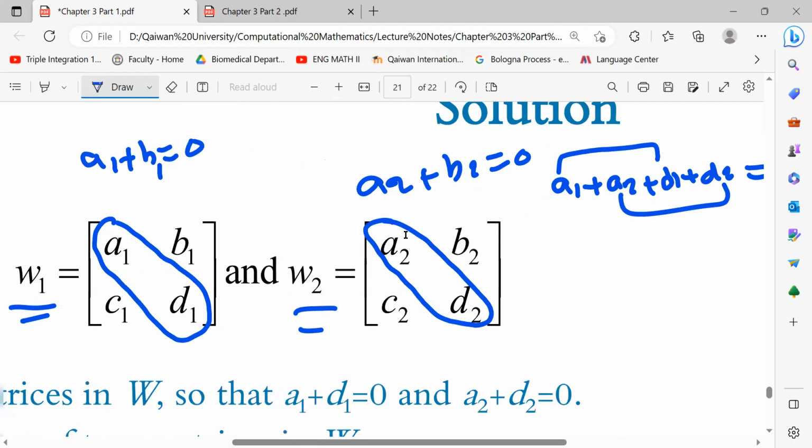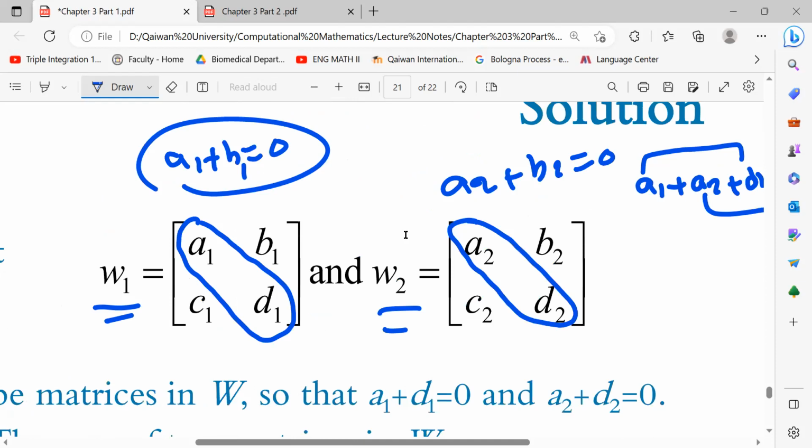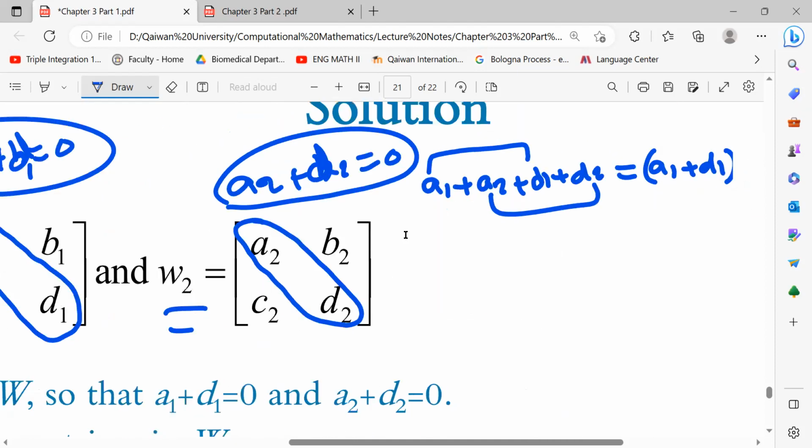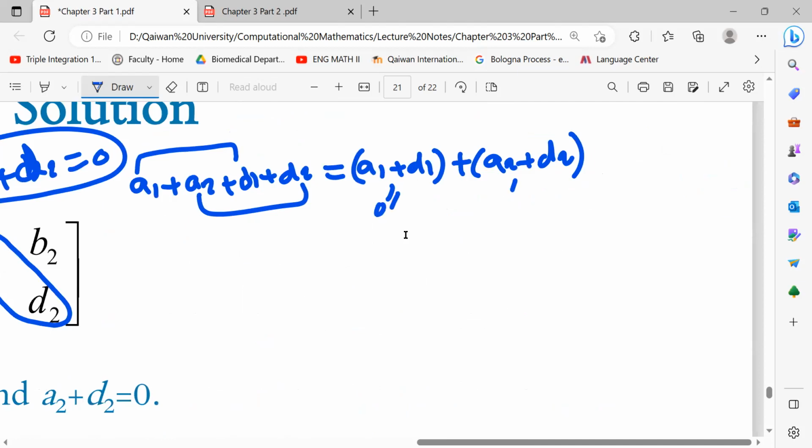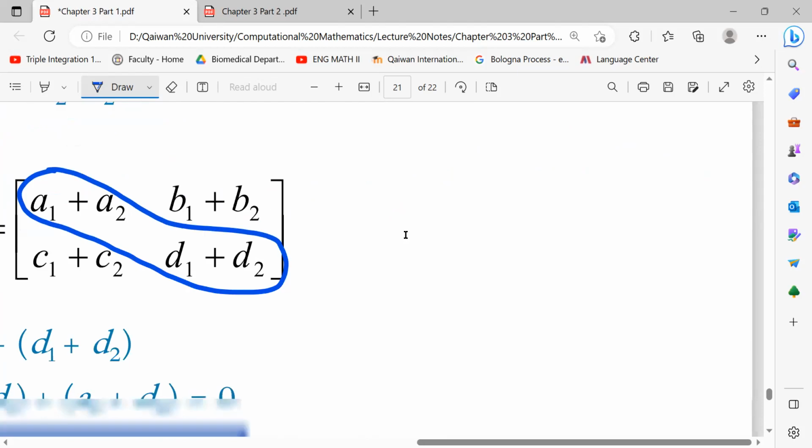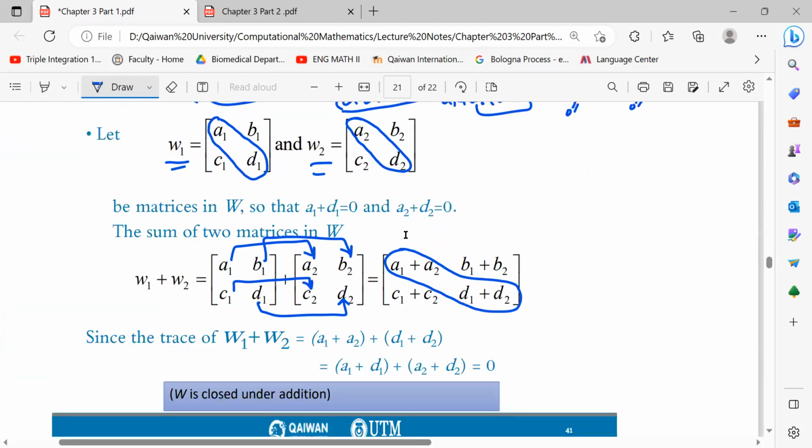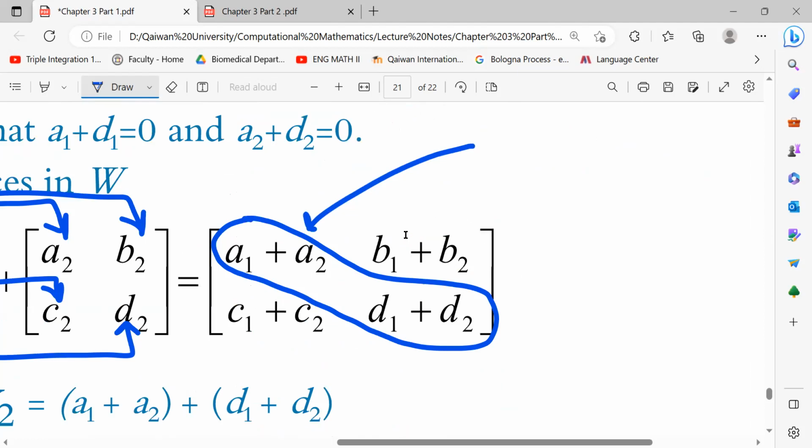But you already know that A1 plus D1 is 0, and A2 plus D2 is still 0. So this equals 0, and this equals 0. That means 0 plus 0 plus 0, which is 0. Look, the sum of these two entries in this matrix is 0. Can you say it is in W or not? Yes, we can, because it is in the same form as the matrices in W. That's the first condition.